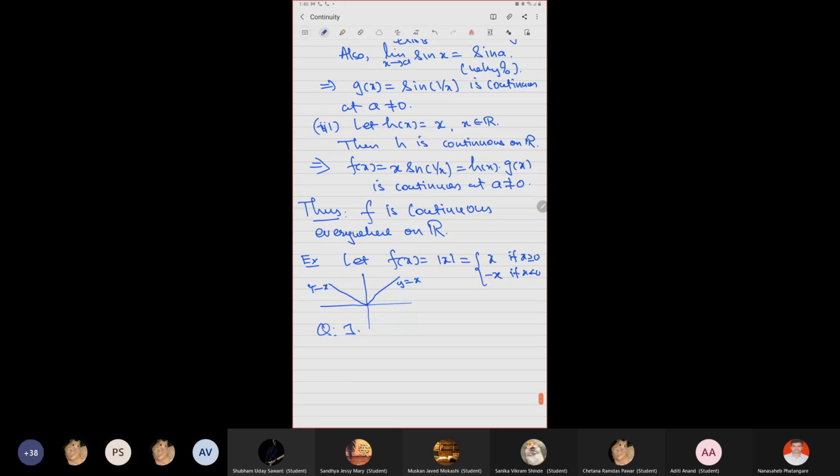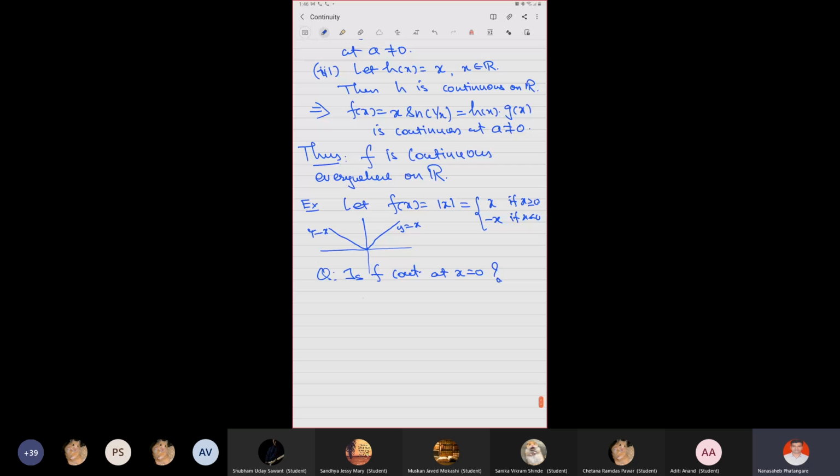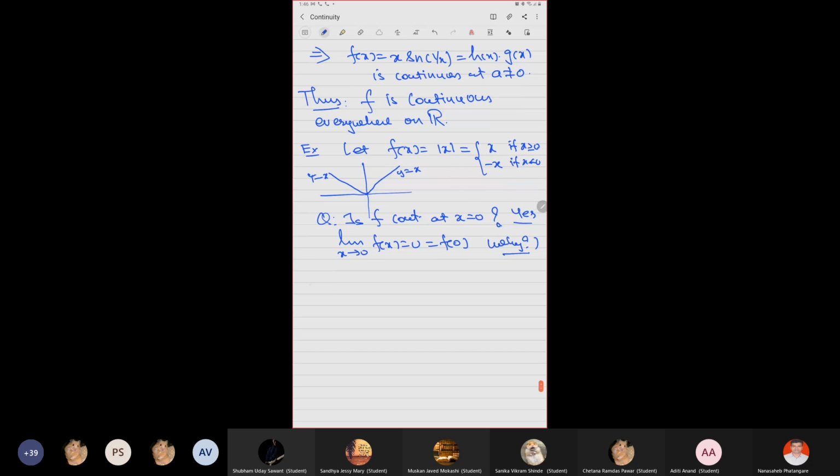Question: is f continuous at x equals 0? Is it continuous? Yes, sir. Right, because the limit as x tends to 0 of f of x is 0, and f of 0 is 0. And you can check this limit, it is true. So as we discussed before, the sum of two continuous functions is continuous.